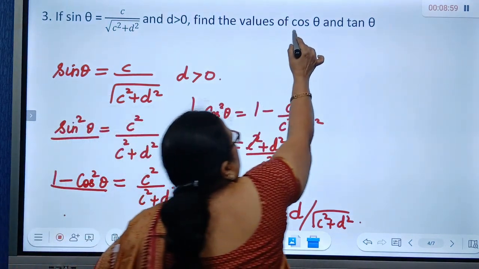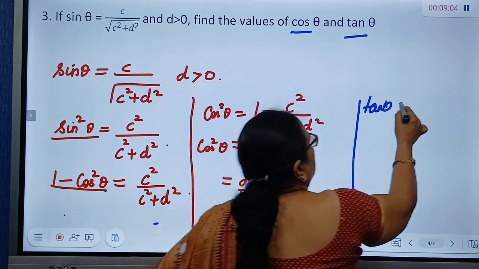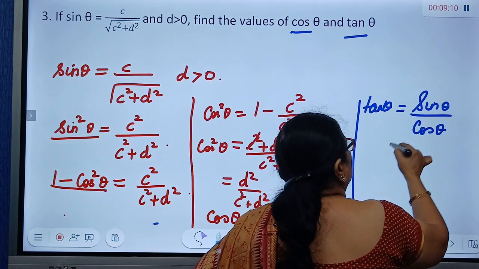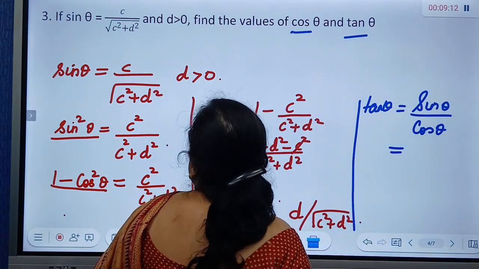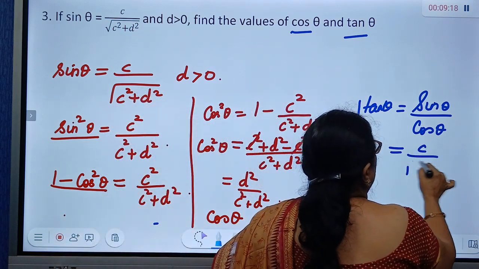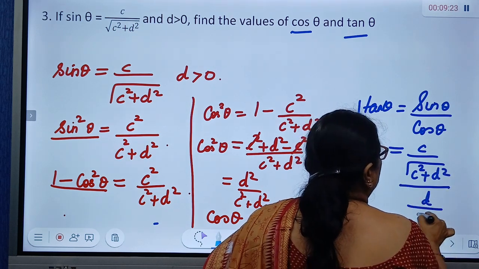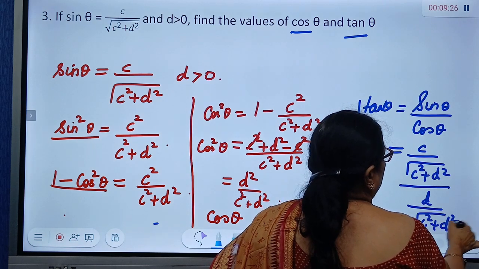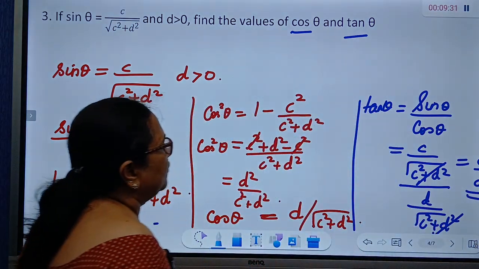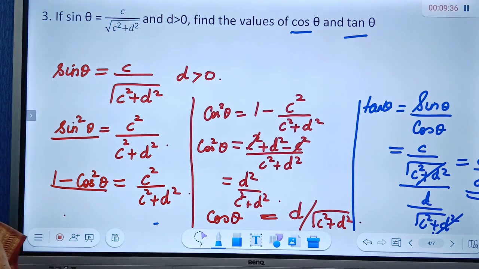So we are asked to find cos theta and tan theta. Now tan theta is equal to sin theta by cos theta. Sin theta is equal to what? Sin theta is c by root of c square plus d square. Cos theta is d by root of c square plus d square, giving you c by d. So the value of tan theta is c by d. The value of cos theta is d by root of c square plus d square.